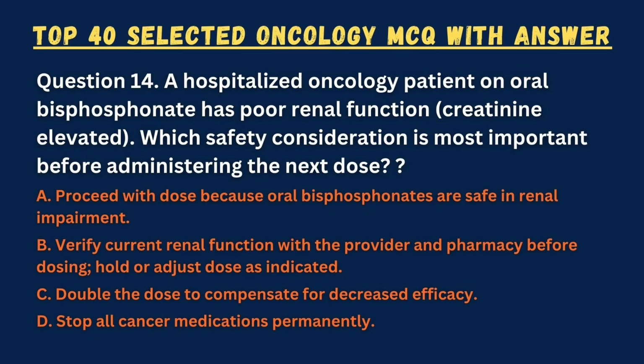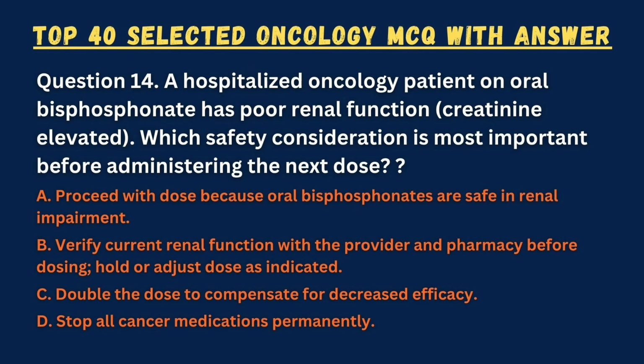Question 14. A hospitalized oncology patient on oral bisphosphonate has poor renal function, creatinine elevated. Which safety consideration is most important before administering the next dose? A. Proceed with dose because oral bisphosphonates are safe in renal impairment. B. Verify current renal function with a provider and pharmacy before dosing. Hold or adjust dose as indicated.